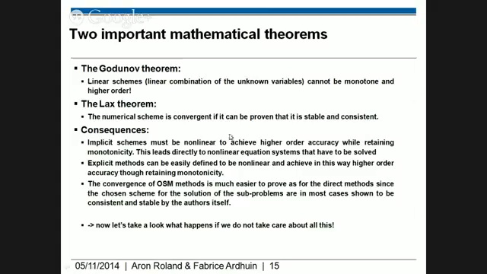And the other issue is the Lax theorem, that the scheme is convergent if it's stable and consistent, and a consequence of that is that if you want to have an implicit scheme, it must be nonlinear. And if you want to have it accurate, it must be nonlinear. But the problem is that it becomes non-monotone, and then you may have some wiggles or sometimes some negative energies, and you have some issues in dealing with that. And that's typically one of the issues we face in SWAN.